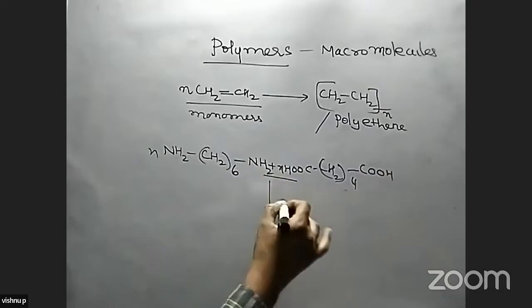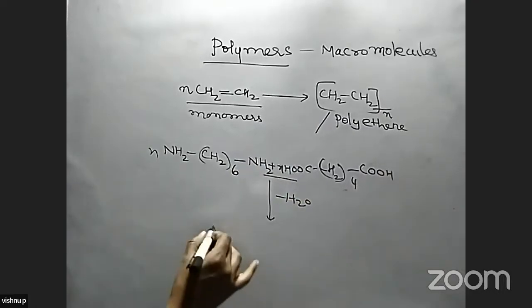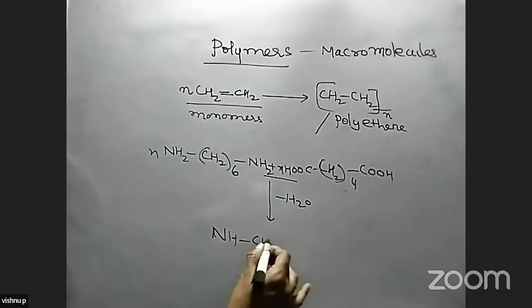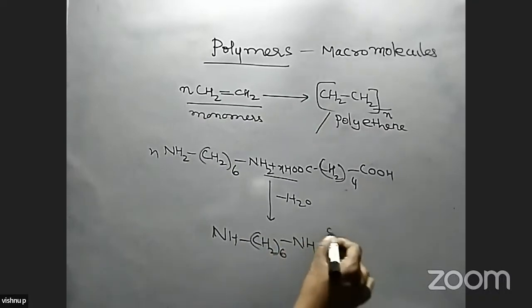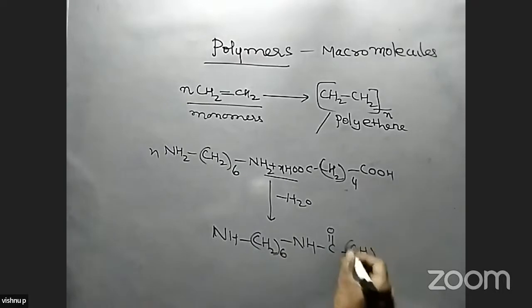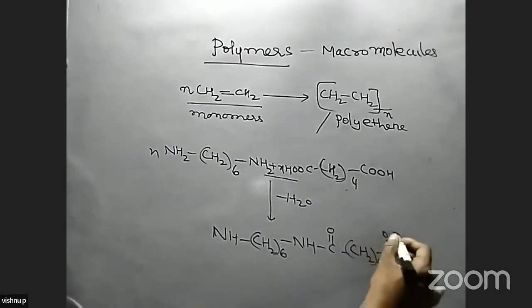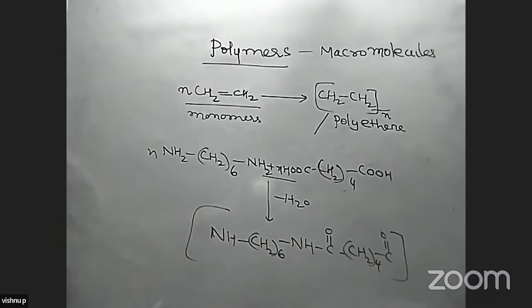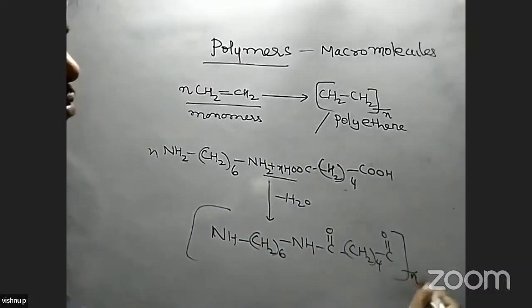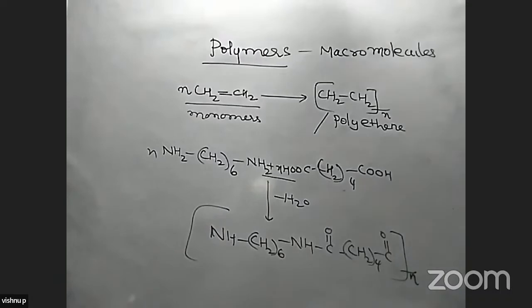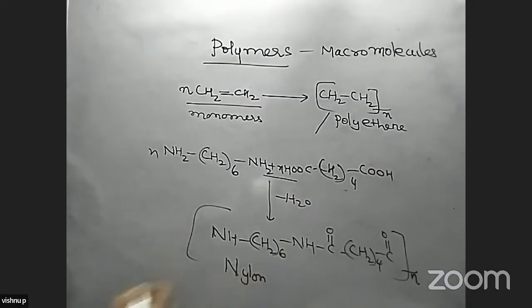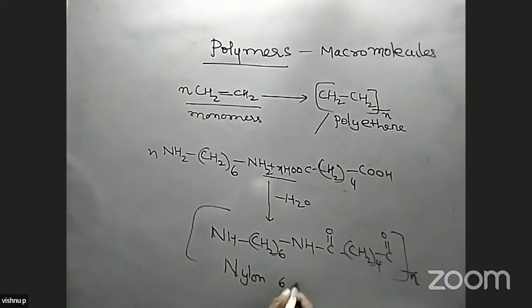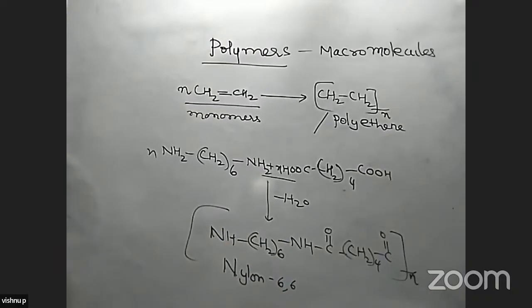Here what we separated, we get NH, CH2 6 NH, CO, CH2 4 CO. What is that n number of molecules? So this is an example for what? It is called a nylon. This is nylon 6 and 6, nylon 6,6.